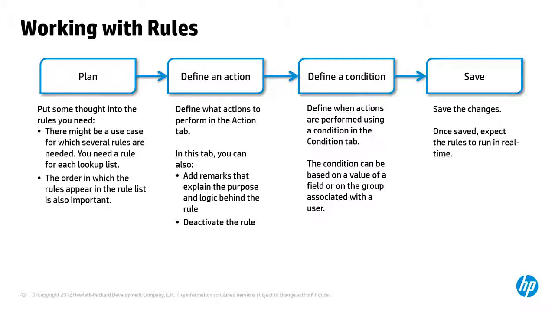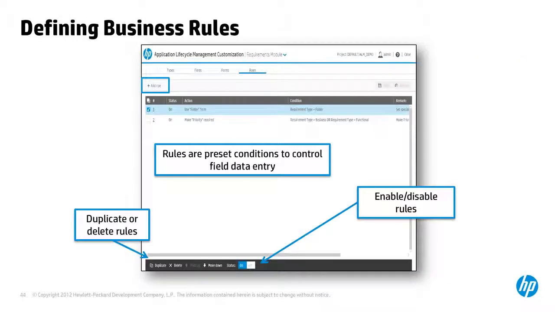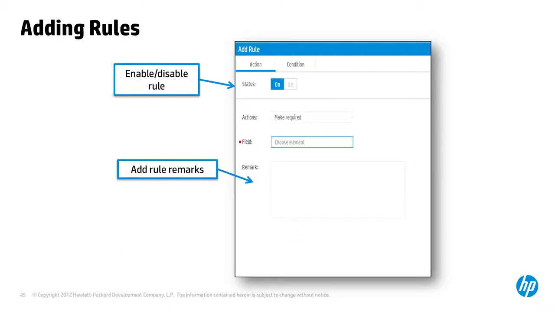Now let's talk about what actions and conditions are. Business rules, again, is in the customization settings. And from here, you can create rules and enable and disable them from the bottom bar shown. And they are preset conditions that control field data entry.